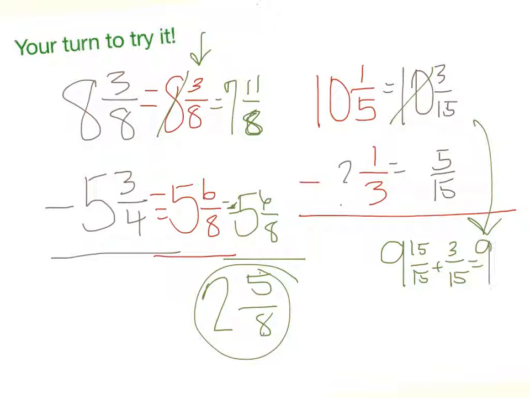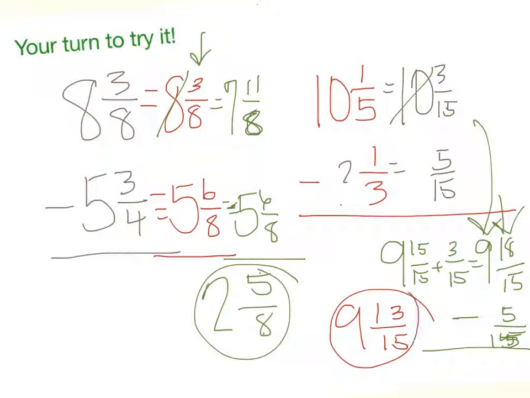That becomes 9 18/15. I get an improper fraction. That's what I want. Then I take that 5/15 away, and I get, I don't have my pen with me, so I'm not writing too well. So in the end, I get 18 minus 5 is 13/15. And then I bring down the 9, so I get 9 13/15. That's what I would have written right there.